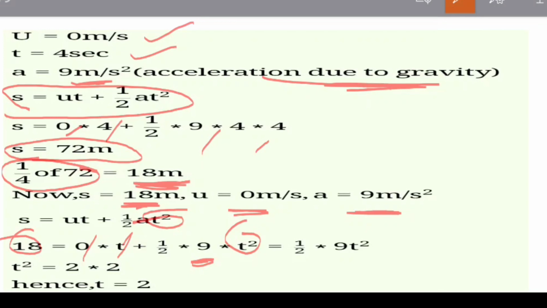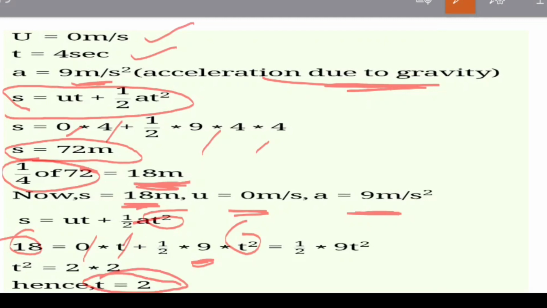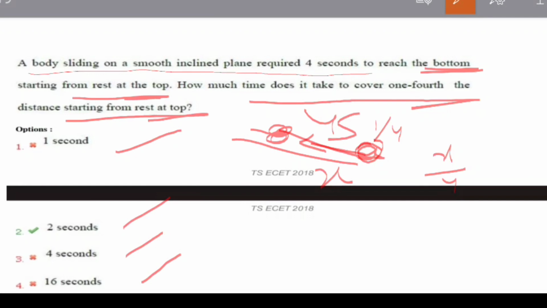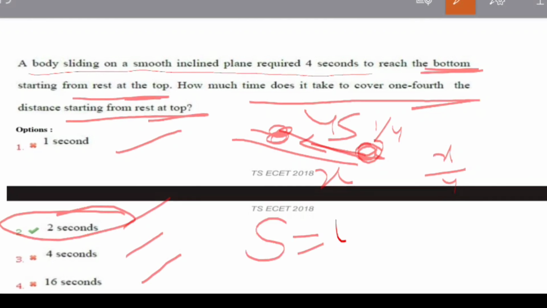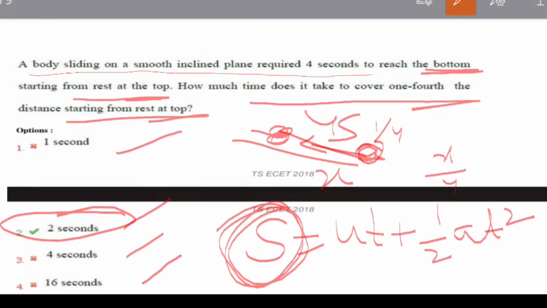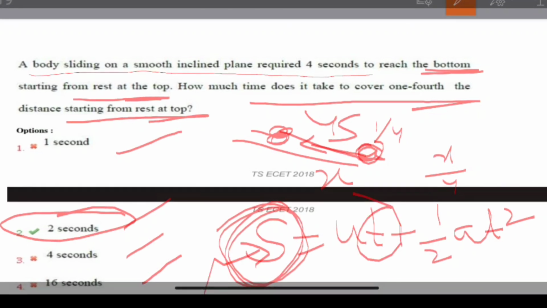From this, by equating, half times 9 times t square equals 18, you will get the answer t equals 2 seconds. Option 2 is correct, 2 seconds. You should remember the formula s equals ut plus half at square. From this you will get the distance, and 1/4 of the distance is substituted again in this equation to get the required time.